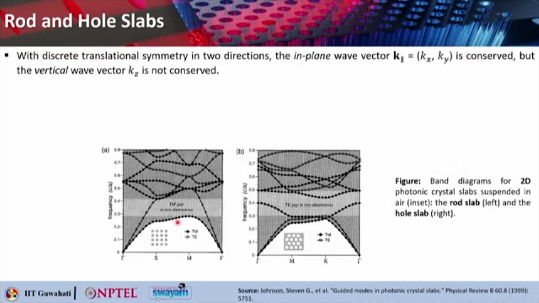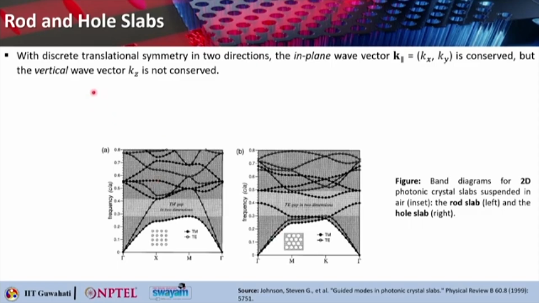So in this slide, we are basically showing you the band diagrams of these 2D photonic crystal slabs which are suspended in air. So these are basically the 2D ones. We have not considered the z dimension at all here. So these are just 2D structures or 2D simulations. This is the rod slab and this is the hole slab. So z is not considered here.